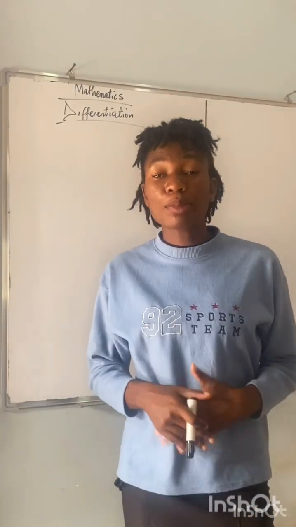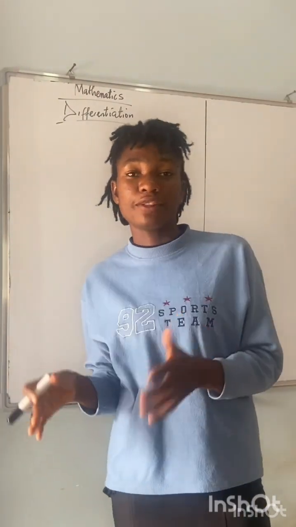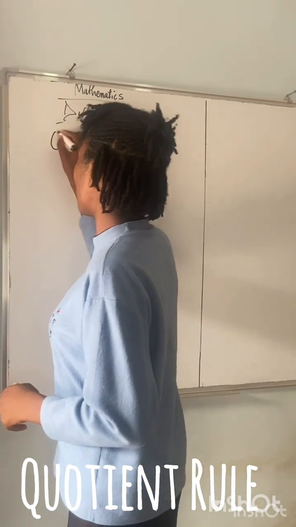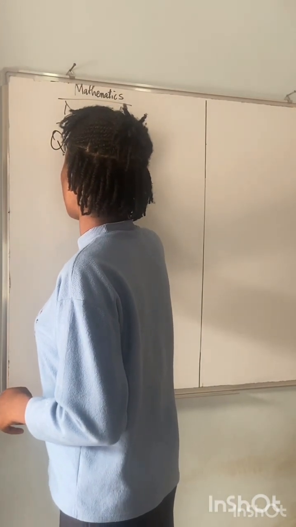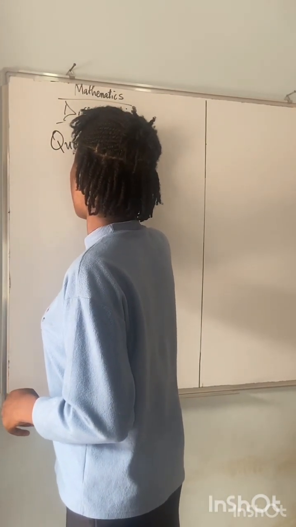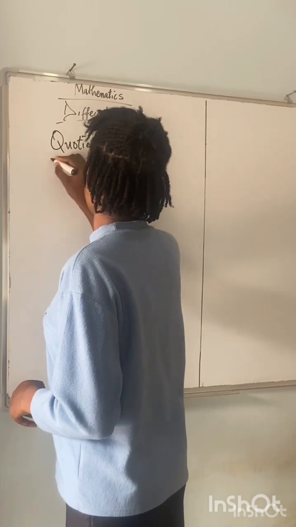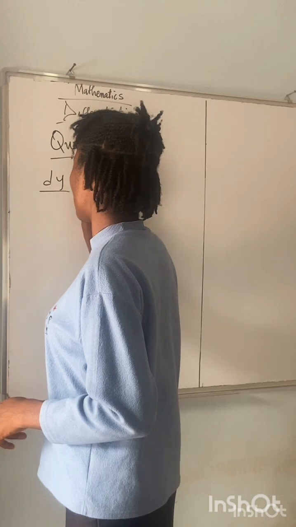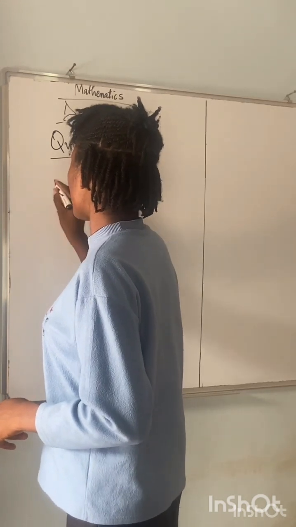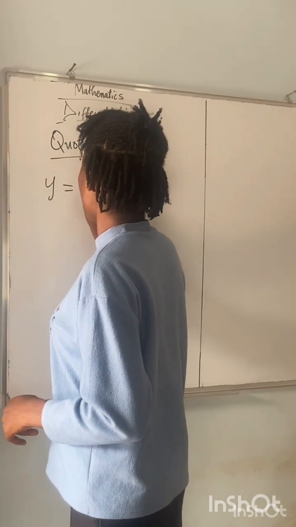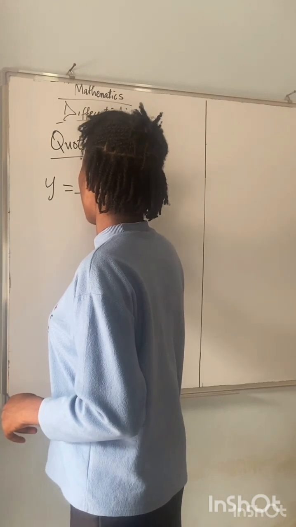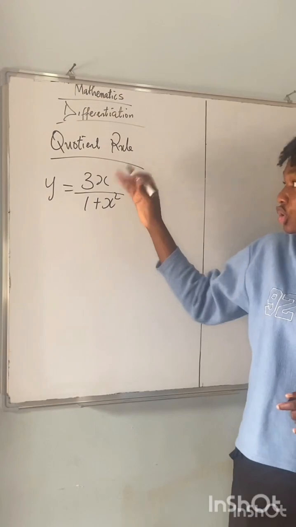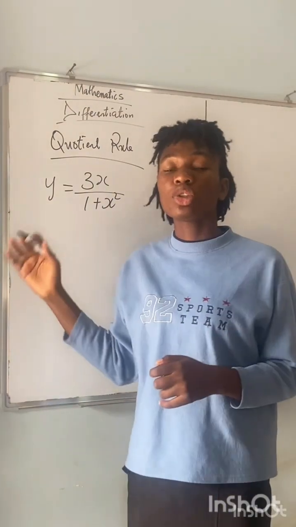Today I'm going to be showing us how we can differentiate using our quotient rule. That is where our y is a result of a quotient. Let's say our y is equal to 3x divided by 1 plus x squared. So our y is a result of division of two variables.